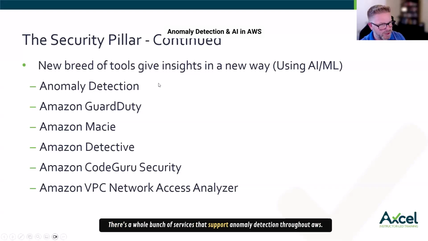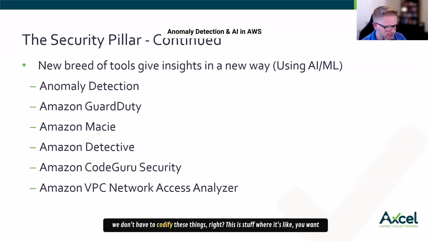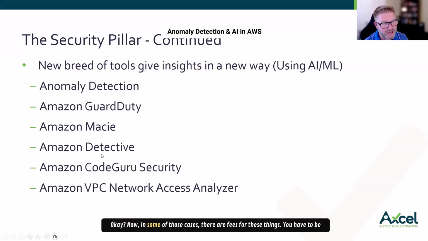There's a whole bunch of services that support anomaly detection throughout AWS. Again, the beauty here is we don't have to codify these things, right? This is stuff where it's like, you want anomaly detection? Just turn it on. Okay. Now, in some of those cases, there are fees for these things. You have to be willing to pay for it, but the beauty is you don't have to do the R&D for it. You don't have to go set this up. You don't have to install anything. There's no licensing. It's usually paid for usage. Okay. So a smaller environment pays less, a bigger environment pays more, depending on how it's being used, right?